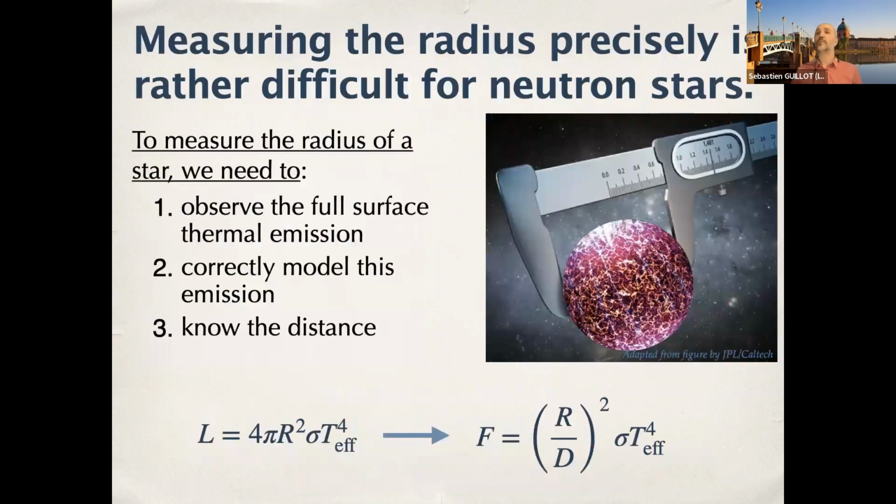If we want to measure the radius of an object, we have to observe thermal emission from its surface. This is important that the emission is thermal. This is important that the emission comes from the surface. We need to model this emission, obviously, choose the appropriate model for the type of neutron star that we observe. And we need to know the distance. Knowing the distance is very important because, as you can see here, the radius obviously is degenerate with the distance. So if the distance has a 50% uncertainty, your radius will necessarily be uncertain by the same amount.